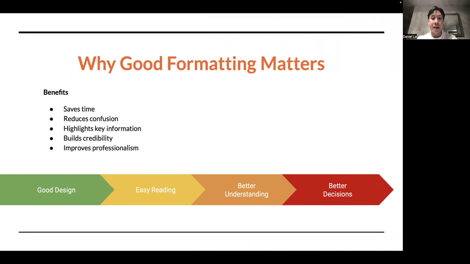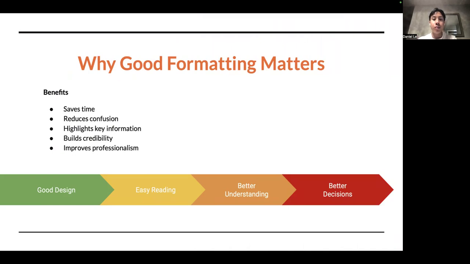So, why does good formatting matter? It has several benefits. First, it saves time because readers can quickly find the information they need instead of reading every single word. Second, it reduces confusion by organizing ideas in a logical way.